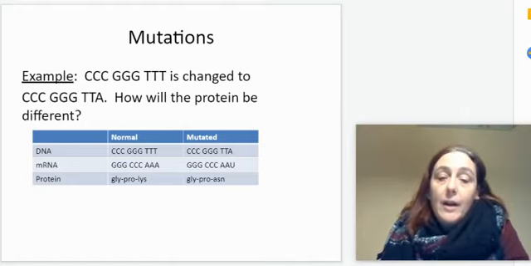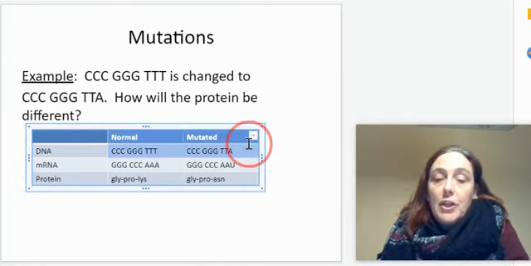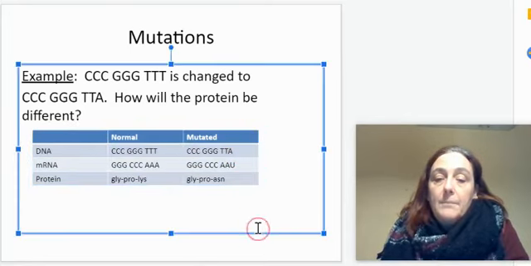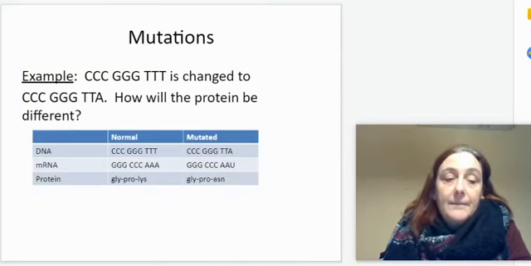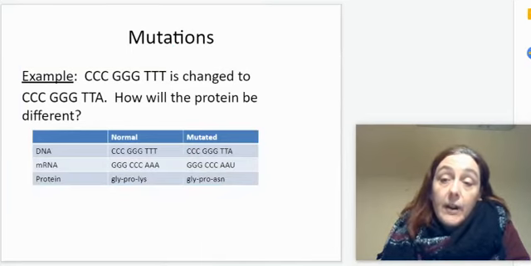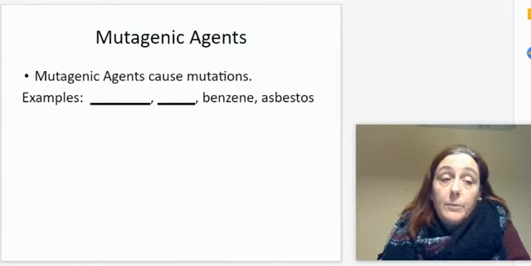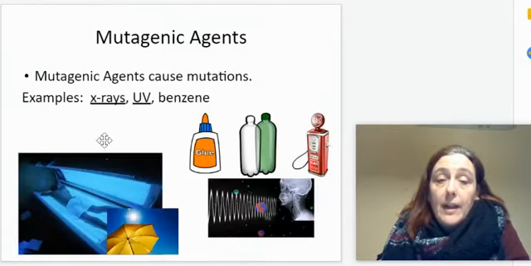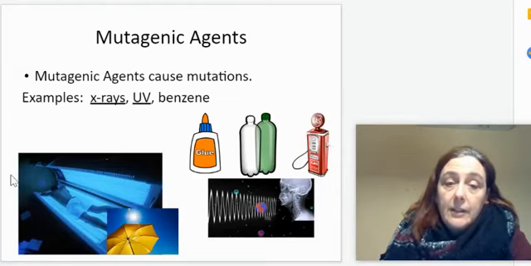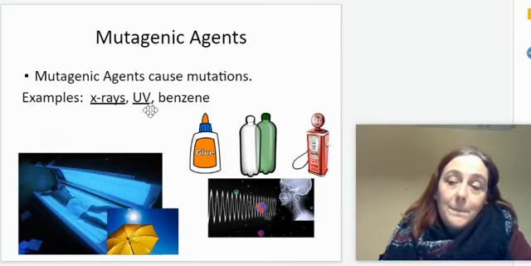So what might cause the DNA, the TTT here, to be changed to the TTA? Well, things in our environment will cause these changes. They're called mutagenic agents. They cause mutations. And some common examples are X-rays, UV radiation, and benzene. If you take a look, we have a tanning bed and we have the sun. Those are both things that produce UV radiation.